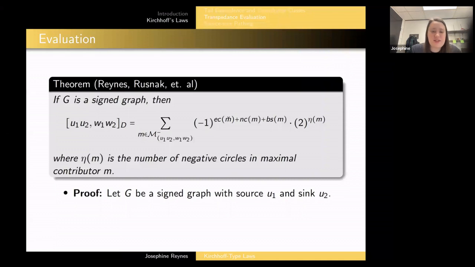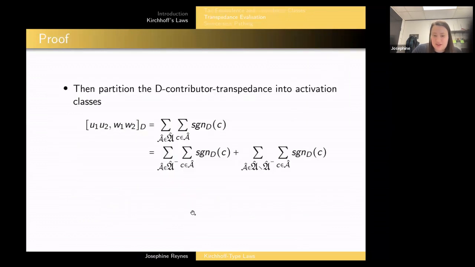So the reason this holds is a little bit complicated, but the general gist of the proof is that if you have a signed graph with a source and sink, I'm just going to use this shorthand notation for the set of all reduced activation classes and a single reduced activation class.